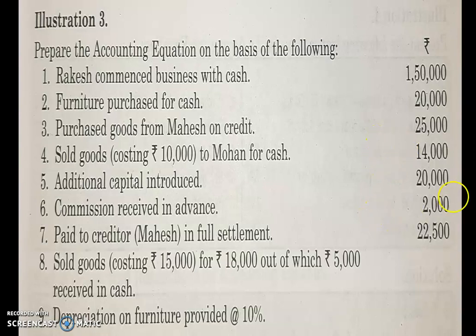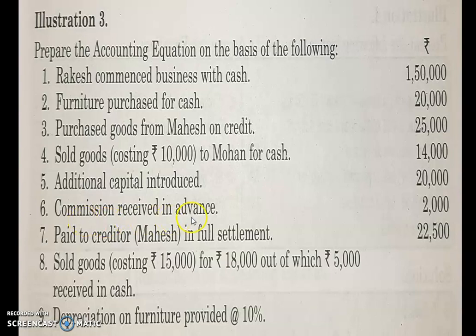Okay, you remember the equation, I believe. Asset is equal to liability plus capital. So that profit of 4,000 you have to add in your capital. Next, the fifth one is additional capital introduced. So you have introduced some more capital. Your capital has increased, so cash is also increased. So in cash you will add 20,000 and in capital also you will add 20,000.